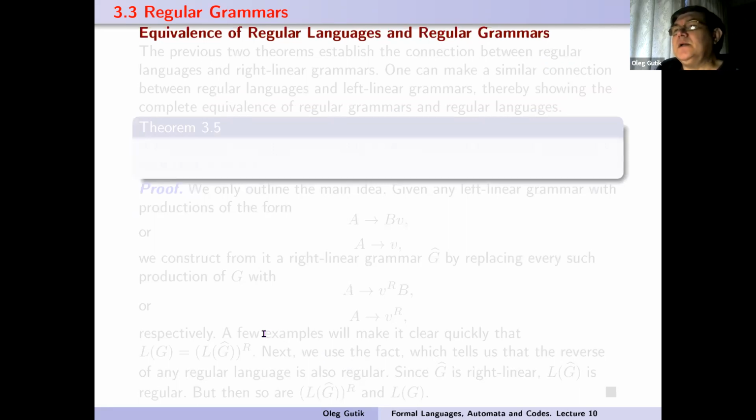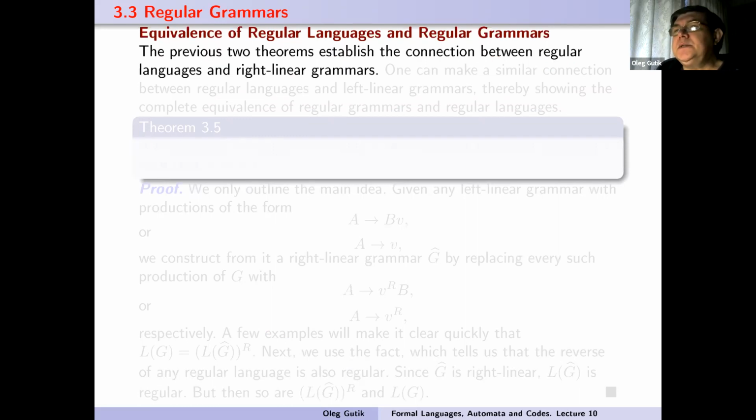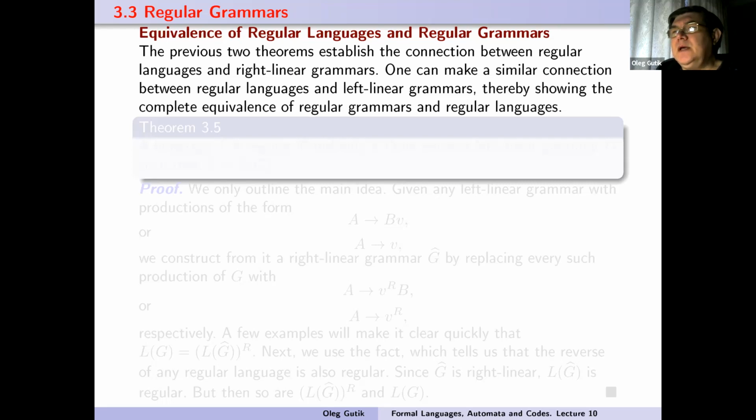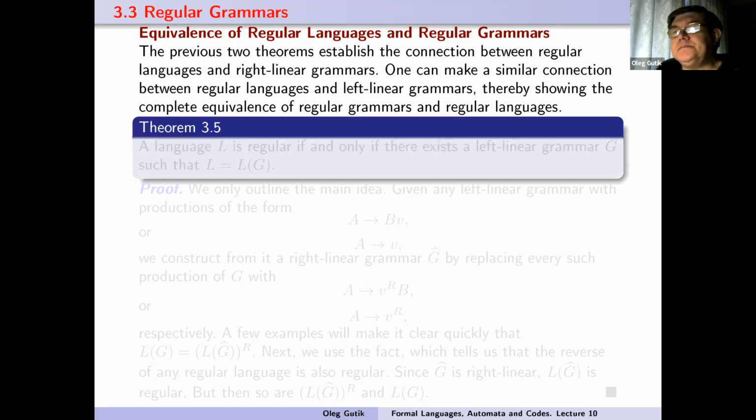Equivalence of regular languages and regular grammars. The previous two theorems establish a connection between regular languages and right linear grammars. One can make a similar connection between regular languages and left linear grammars, thereby showing the complete equivalence of regular grammars and regular languages. Theorem. A language L is regular if and only if there exists a left linear grammar G such that L is generated by this grammar.